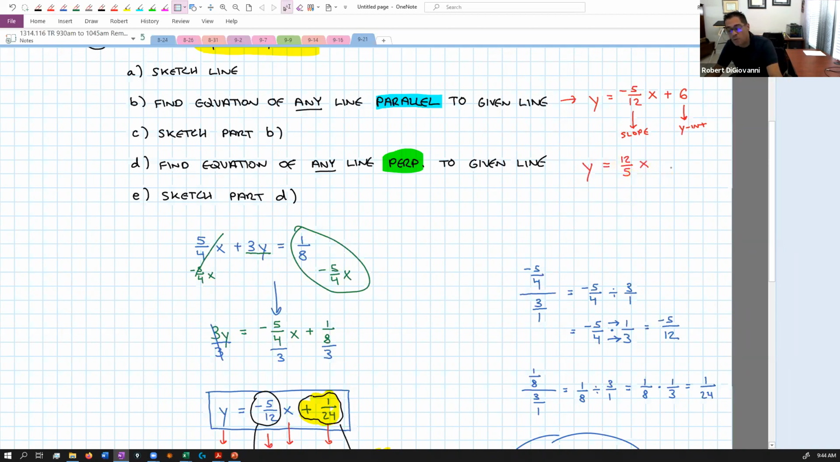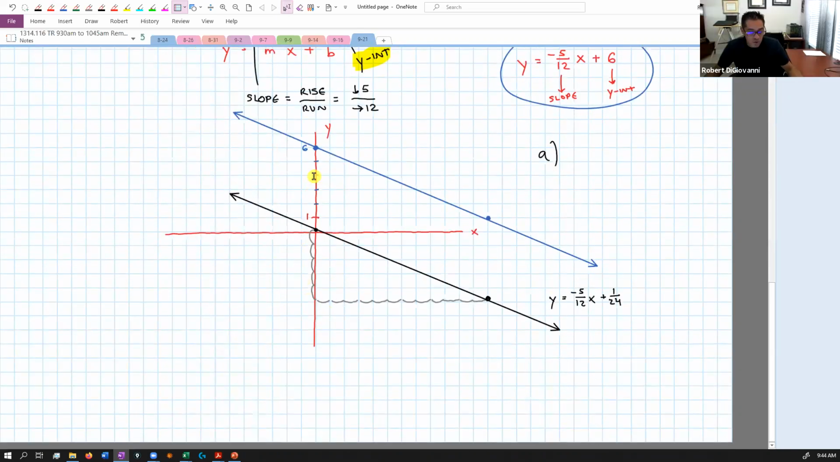Now, I can do any y-intercept I want here. So think about what you're going to have to do here. What is this slope telling you? Rise over run. You're going to have to go up 12 and right 5, right? So on my graph, I'm going to have to go up 12, right 5. So I'm going to put a y-intercept down here. That way it'll be easy to go up 12 and right 5 and still stay on the graph.